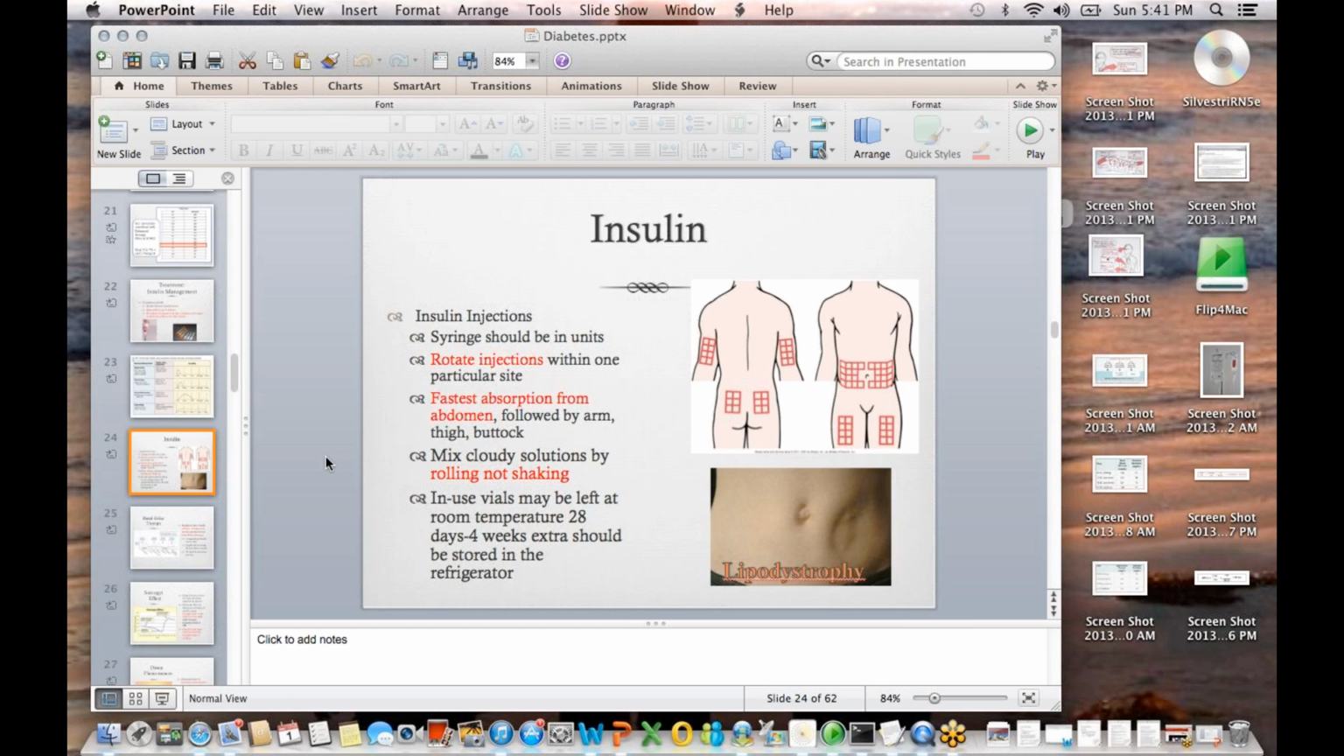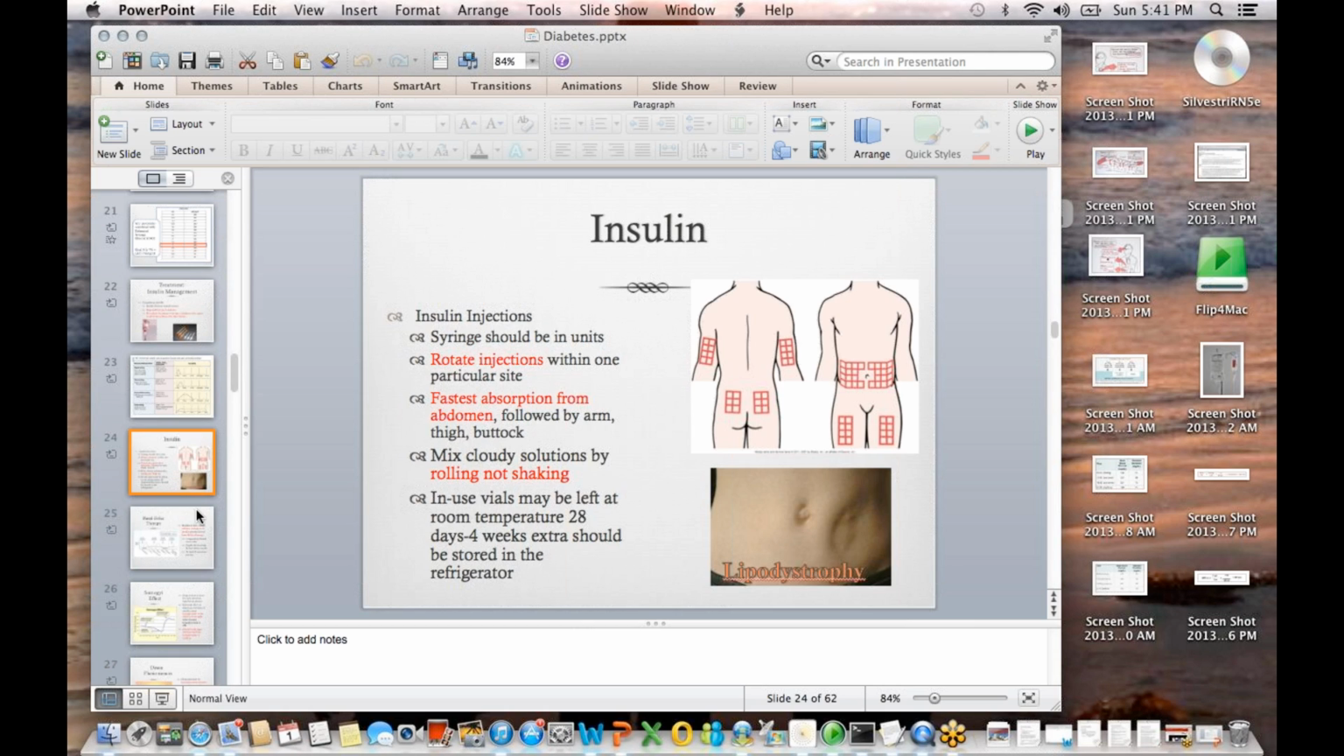Insulin teaching is important. We talked about rotating injection sites within one particular site. It's not necessarily that they have to rotate between the legs to the arm to the abdomen, but they don't want to hit the same spot because they can get lipodystrophy if they hit the same spot each time. And then rolling your insulin instead of shaking it. Also, we talked here about insulin can be left at room temperature. The ones that are in use can be left out, the extra ones can be in the refrigerator. And it's usually only 28 days. The fastest absorption is in the abdomen.